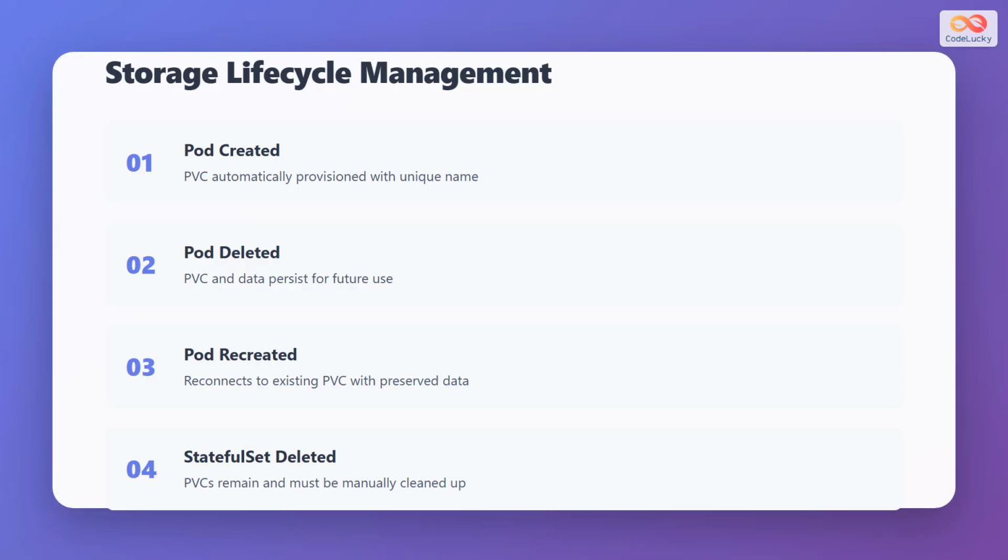Understanding the storage lifecycle in stateful sets is crucial. When a pod is created, Kubernetes automatically provisions a persistent volume claim with a unique name based on the template and pod name. When a pod is deleted, either manually or during a failure, the persistent volume claim and its data persist. They are not deleted. This ensures data safety. When the pod is recreated, Kubernetes automatically reconnects it to the existing persistent volume claim, and all the data is still there.